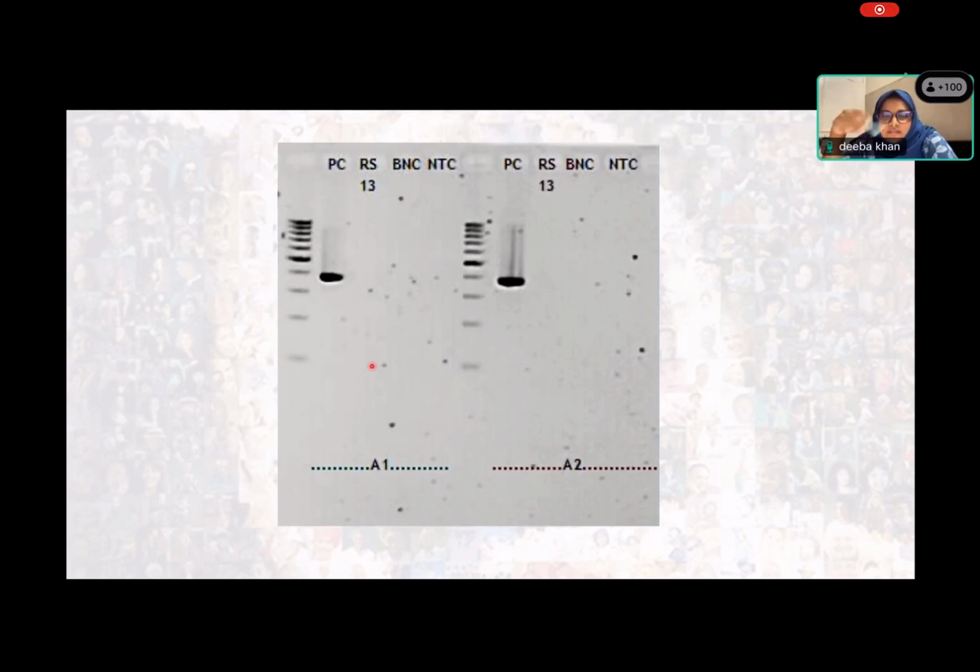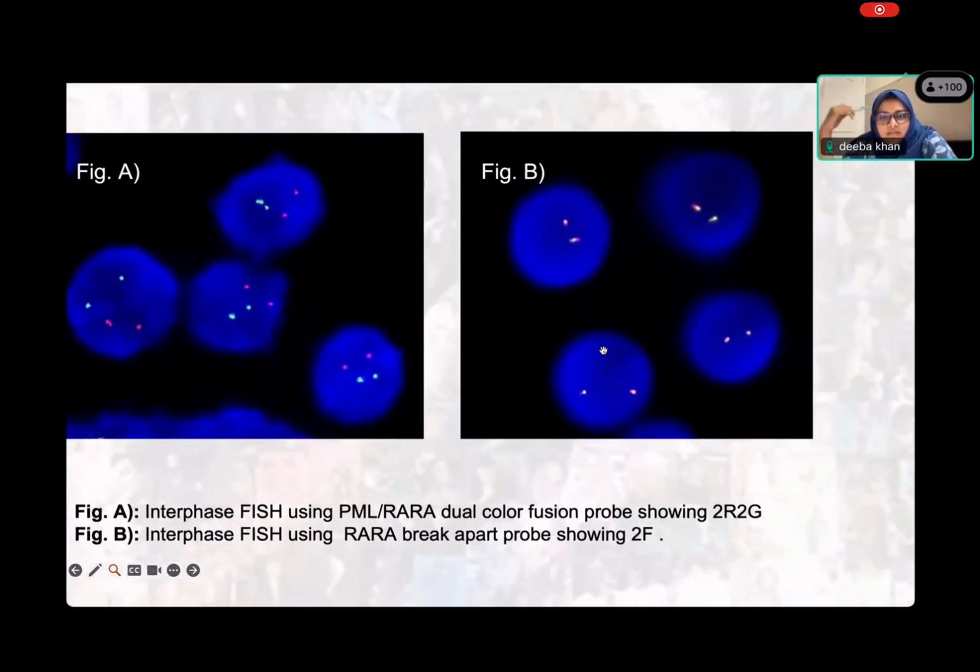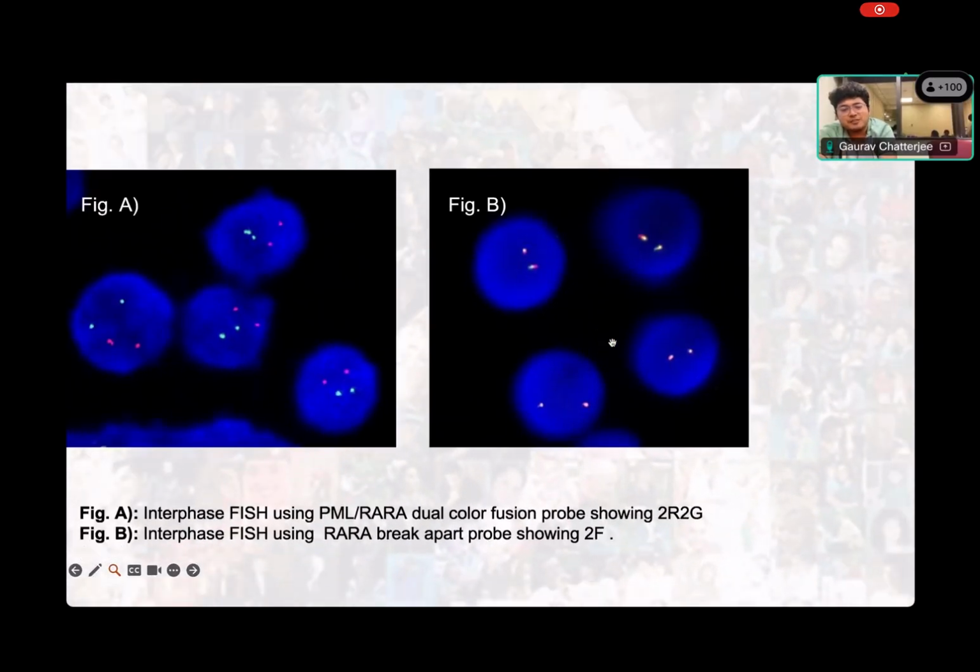In the previous FISH picture, the second image shows yellow. Correct. So, very good that you have picked that up. This is a different type of FISH. You see figure A is a dual color fusion probe, where PML is red and RARA is green. But here, this is known as a break apart probe.